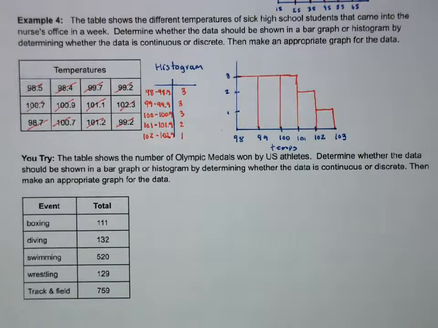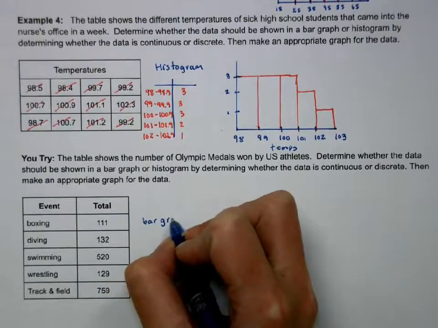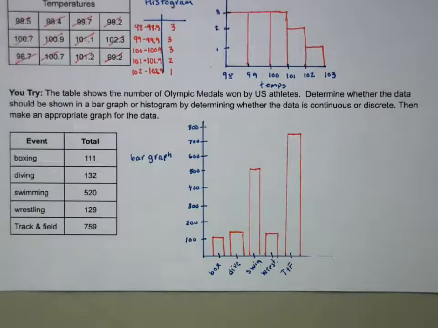The next one, we've got the different categories and how many Olympic medals they have won. So this is going to be discrete, so we're going to be using a bar graph. So there's our bar graph with our different medal counts. Those are different ways that we can represent data.